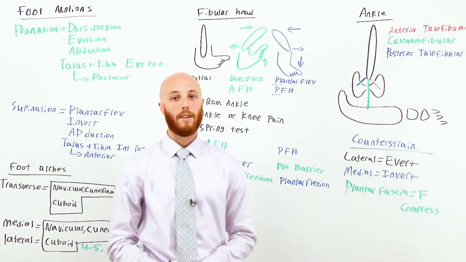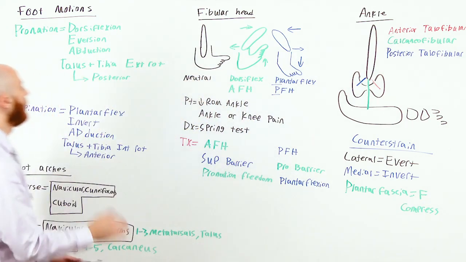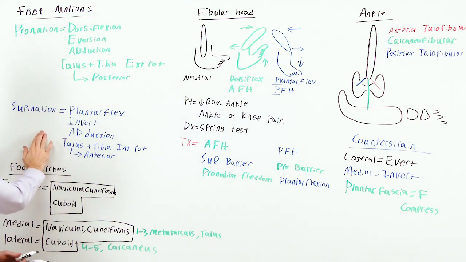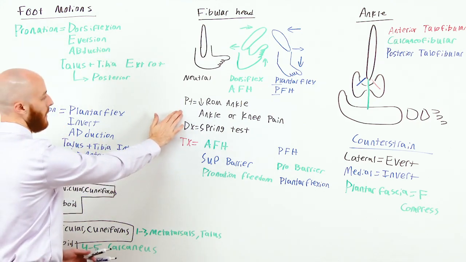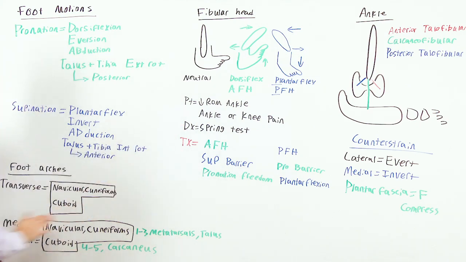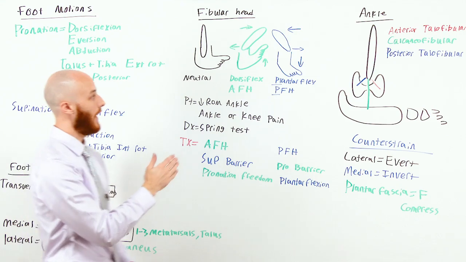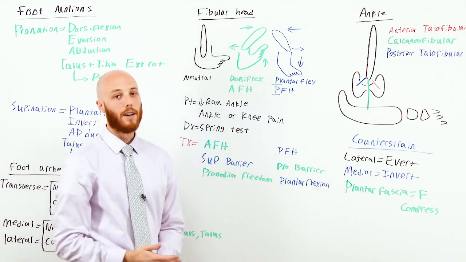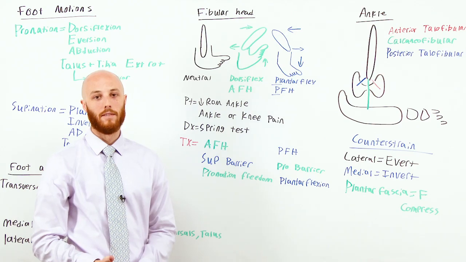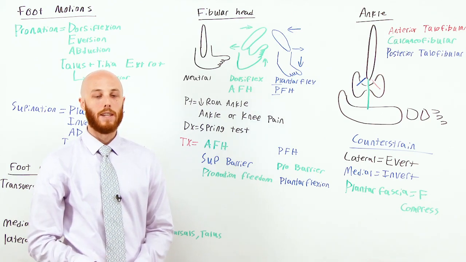So this was our final lecture on lower extremity. We went over the motions of the foot and how to relate that to the fibular head mechanics. We went over the arches of the foot and used our Tetris piece example. And we also talked about the ankle, the ligaments, and our final discussion on counterstrain. And that's lower extremity, part 2.